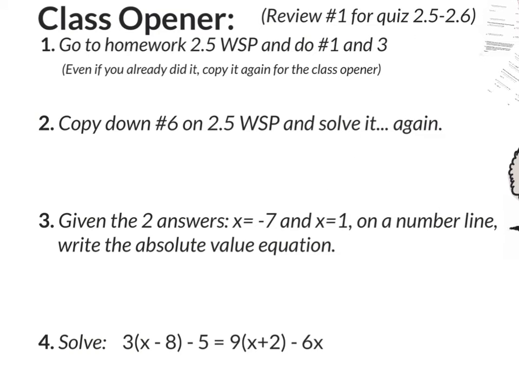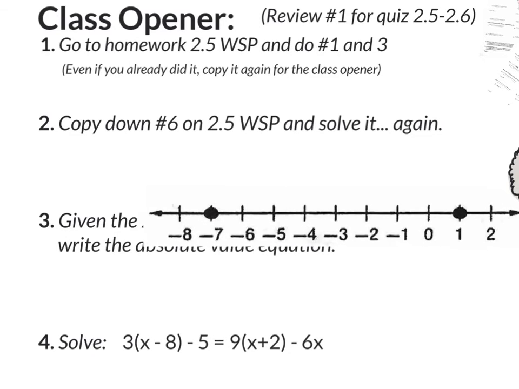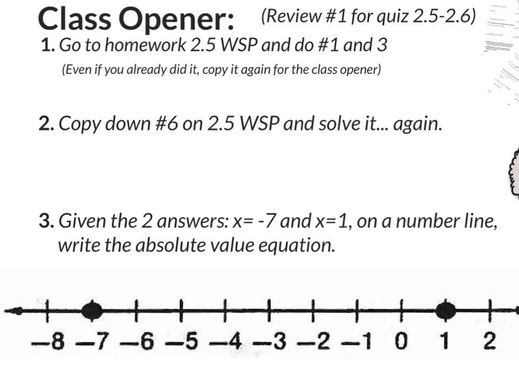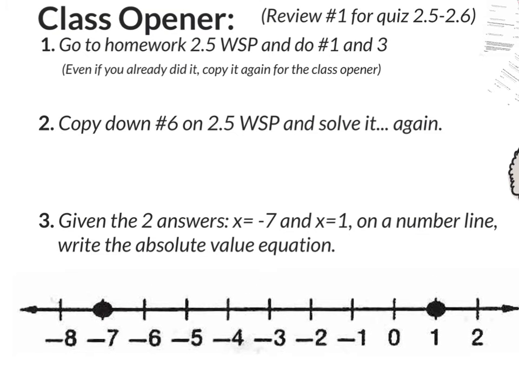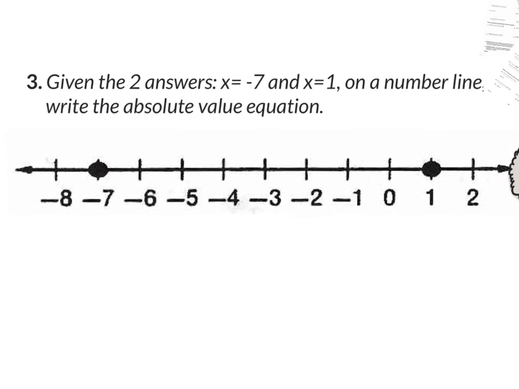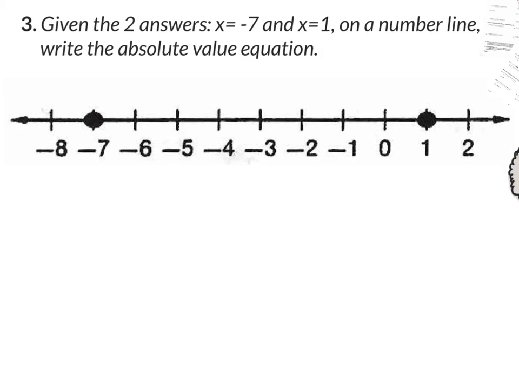Part 3 of this review says, given 2 answers, x equals negative 7 and x equals 1 on a number line, write the absolute value equation. So if you didn't copy this down, go ahead and copy down this number line, guys. Let me actually move this up here so we can have more space. So we have a number line, and they give us the two answers, -7 and +1, and they want us to write the absolute value equation that'll produce those two answers.